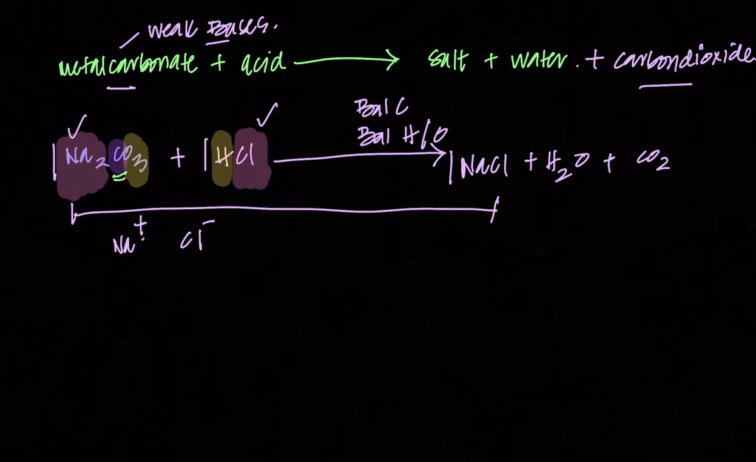You have carbon right here, that's 1, and you have 1 carbon right here, so carbons are balanced. And if you check the hydrogens, you have 1 hydrogen right here and you have 2 hydrogens right here. So that's the only thing that is not balanced. Now how do we balance this?